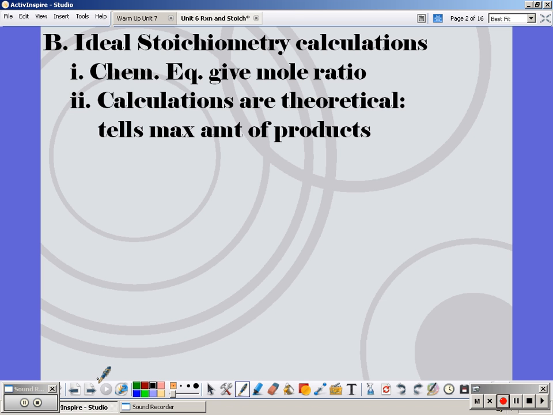In an ideal stoichiometry calculation, we use the balanced chemical equation to give us the mole ratio, and then all calculations are considered theoretical, or your theoretical yield. It's the maximum amount of product, so it's the maximum amount that can be produced. So all of our calculations are theoretical. In theory, how much we should get.